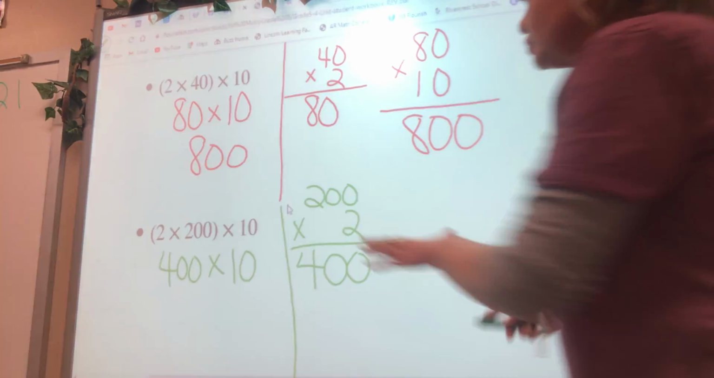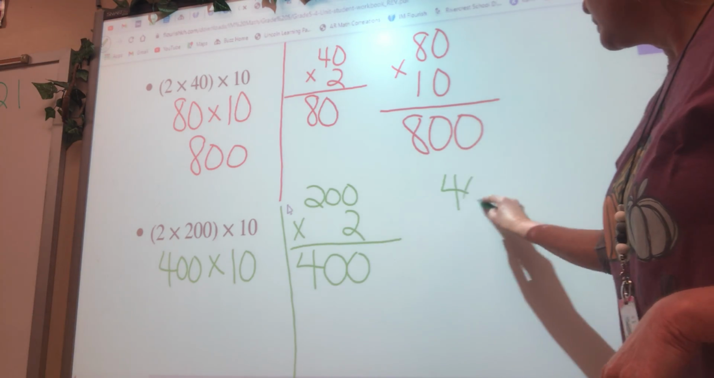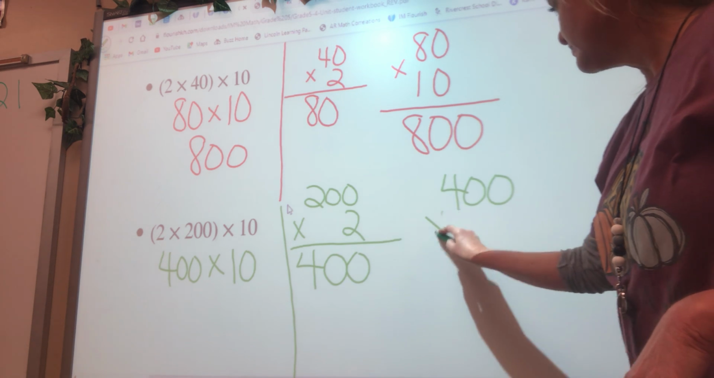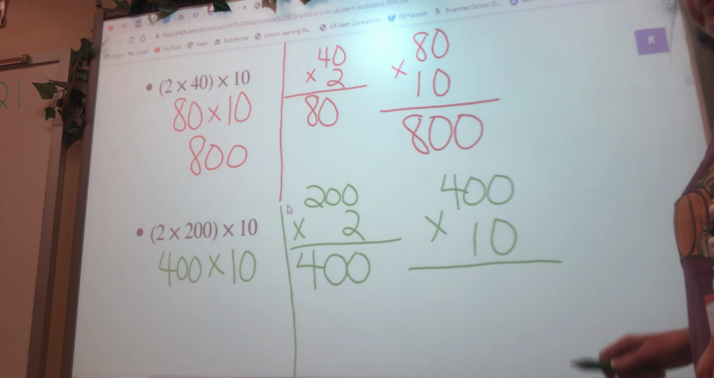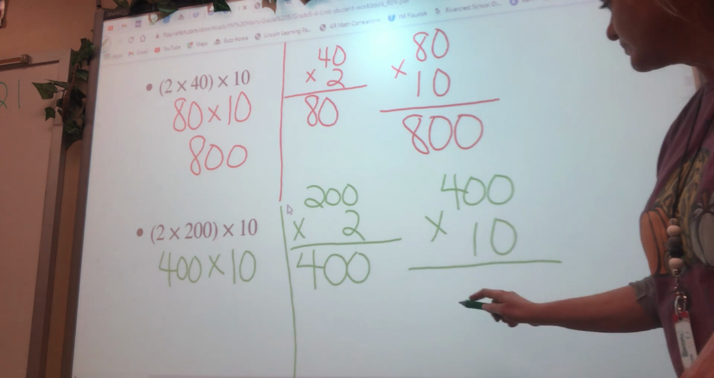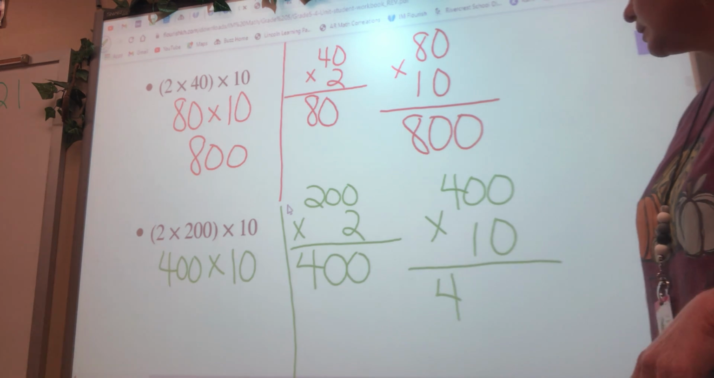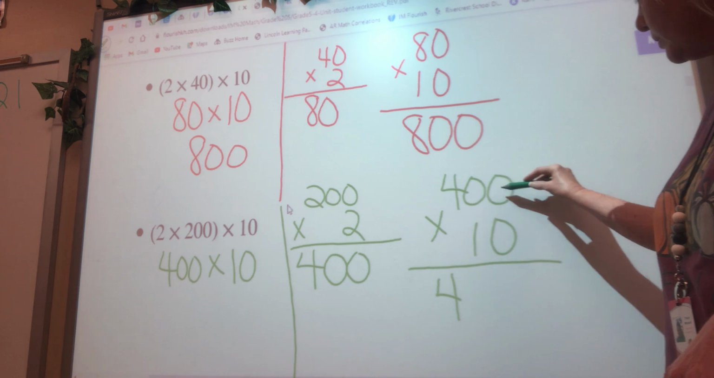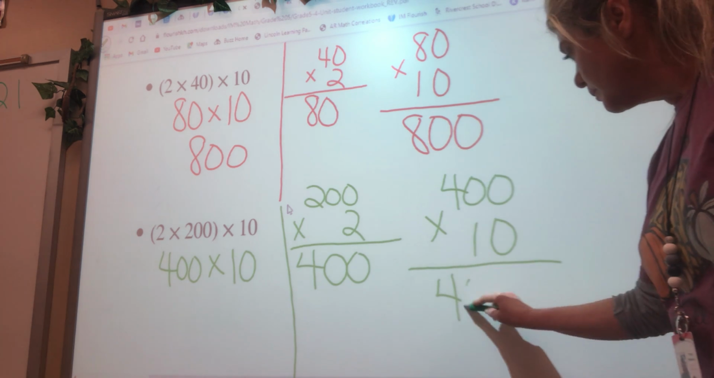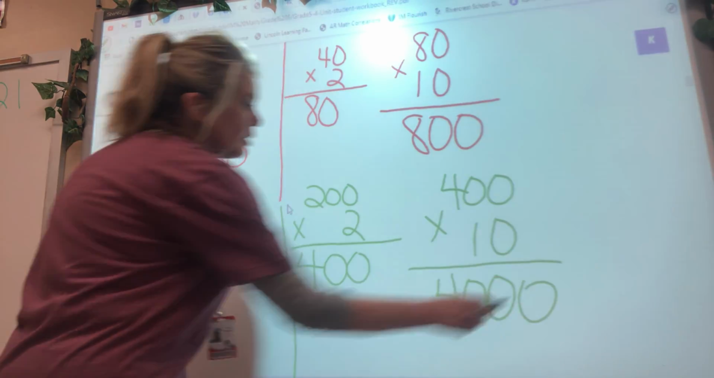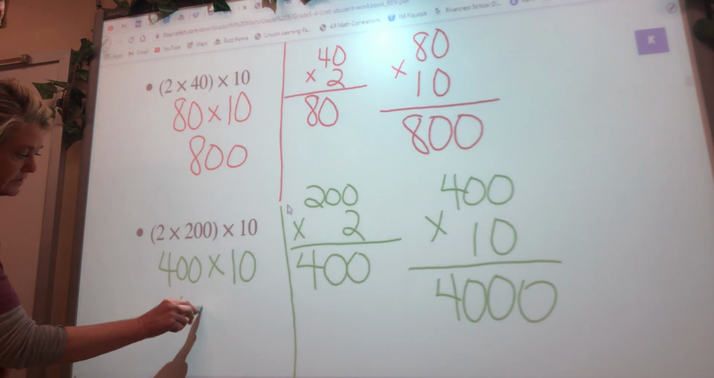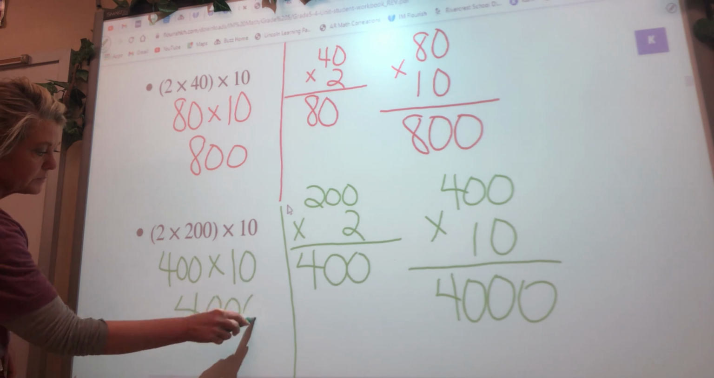Then again, we can do quick math because we're working with multiples of 10. We can multiply the whole number parts that we see. 1 times 4 is 4, and we're working with 1, 2, 3 multiples of 10. So our final answer is 4,000.